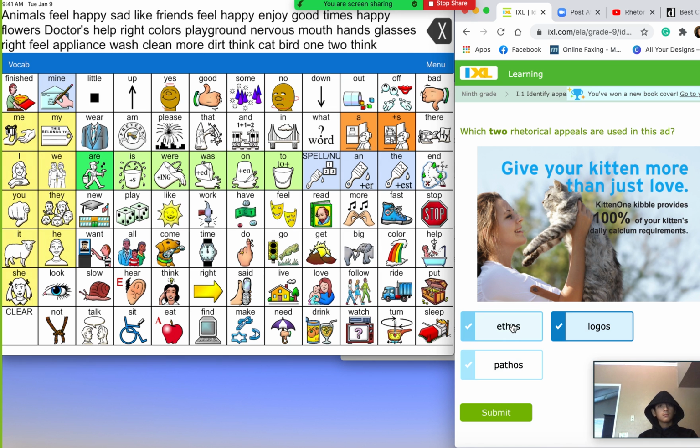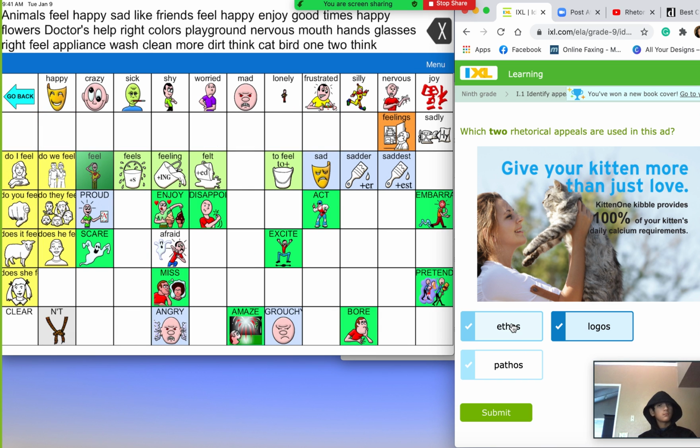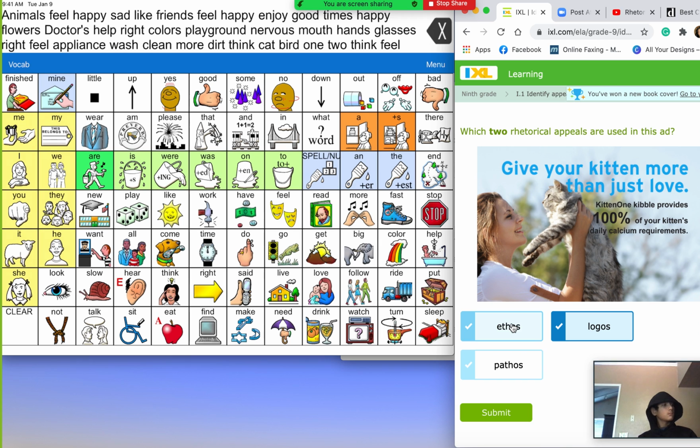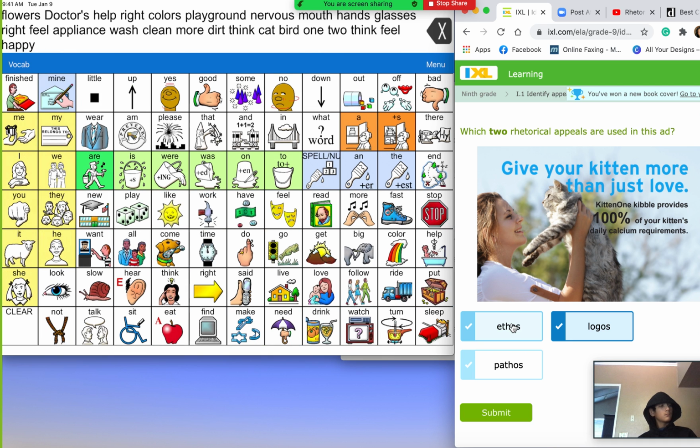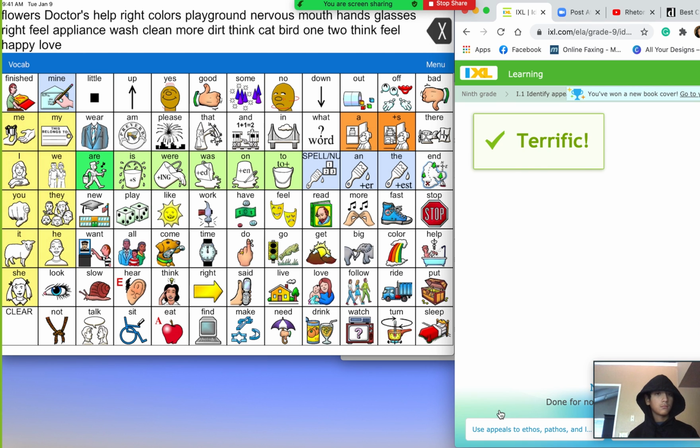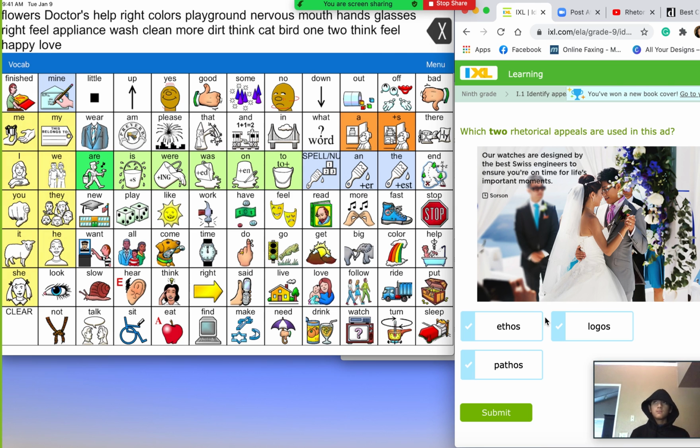So besides thinking, what else does this appeal to? What does she look like? Does she look like she's having a feeling? Okay, so what feeling do you think she feels right there? Yeah, I think so too. Absolutely, and that would be this pathos. Let's try that. Okay, submit. Yes, those are the 2 that one appeals to.